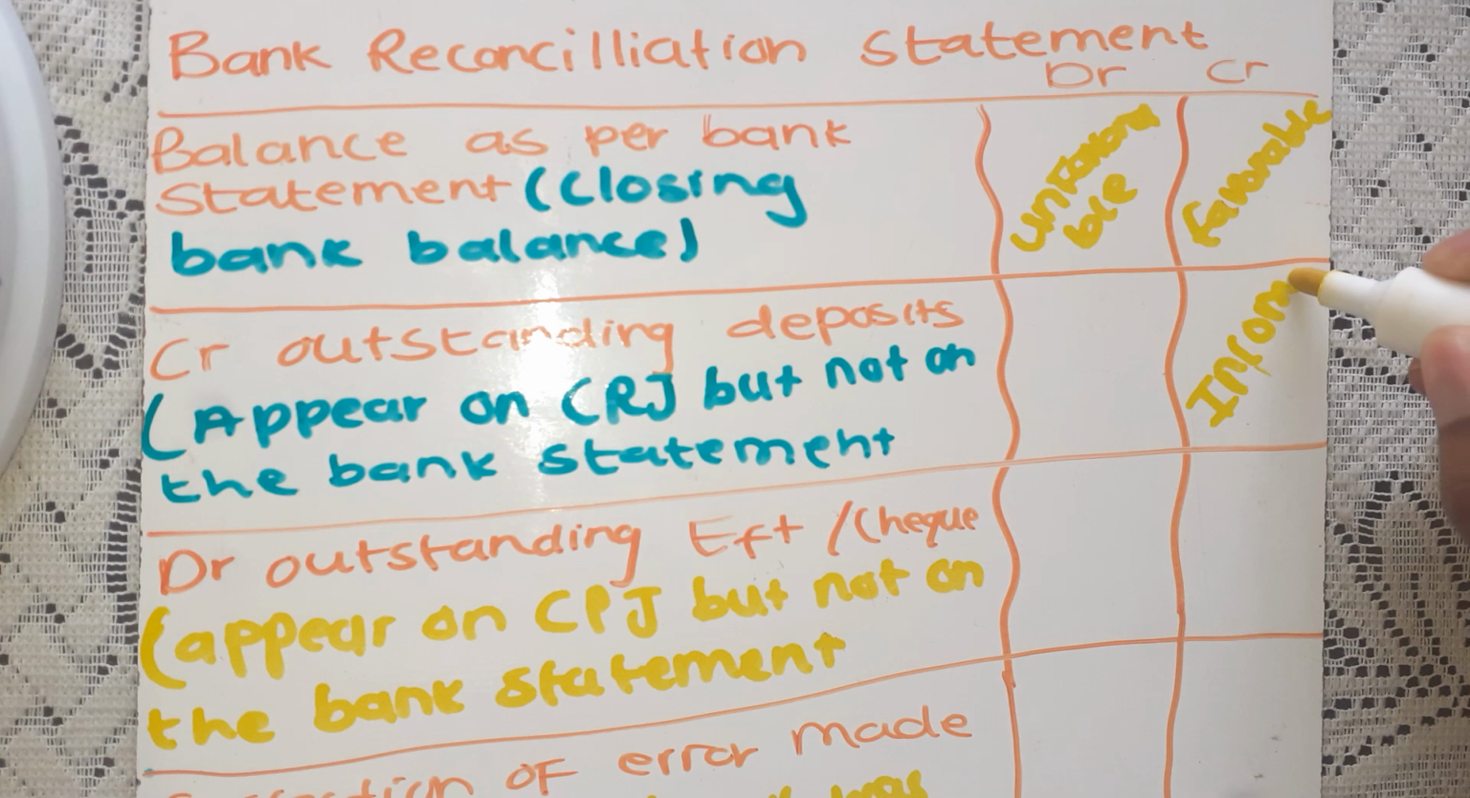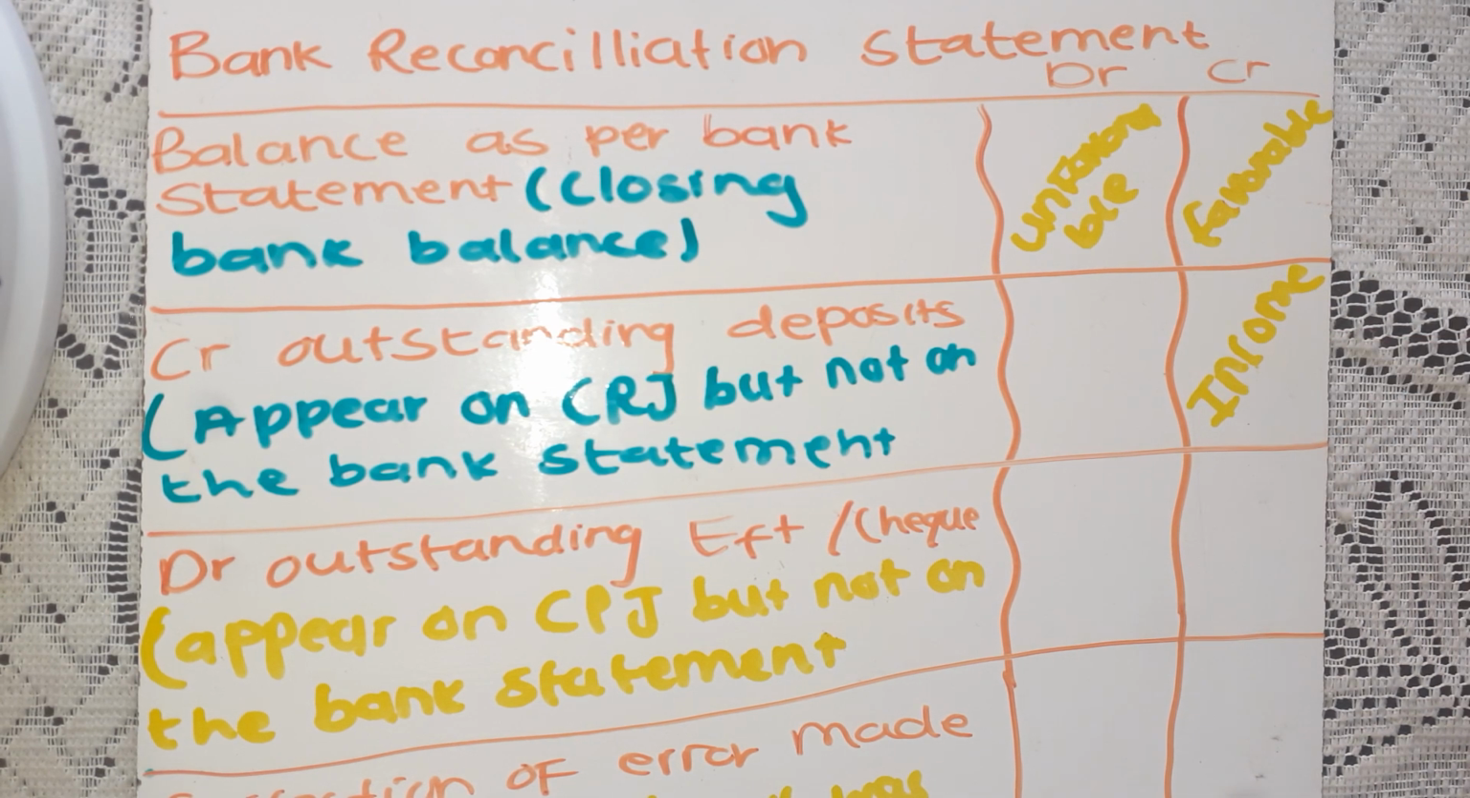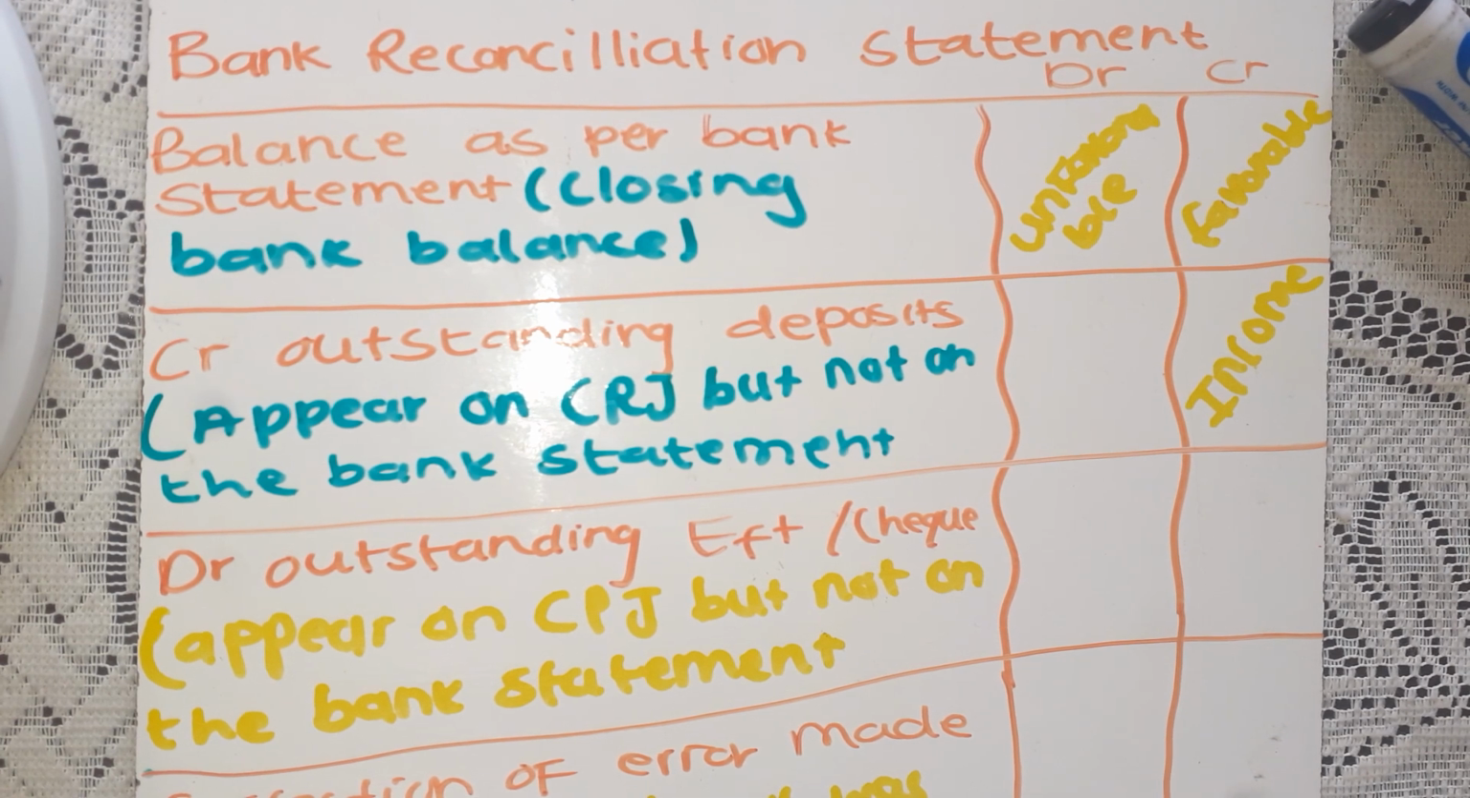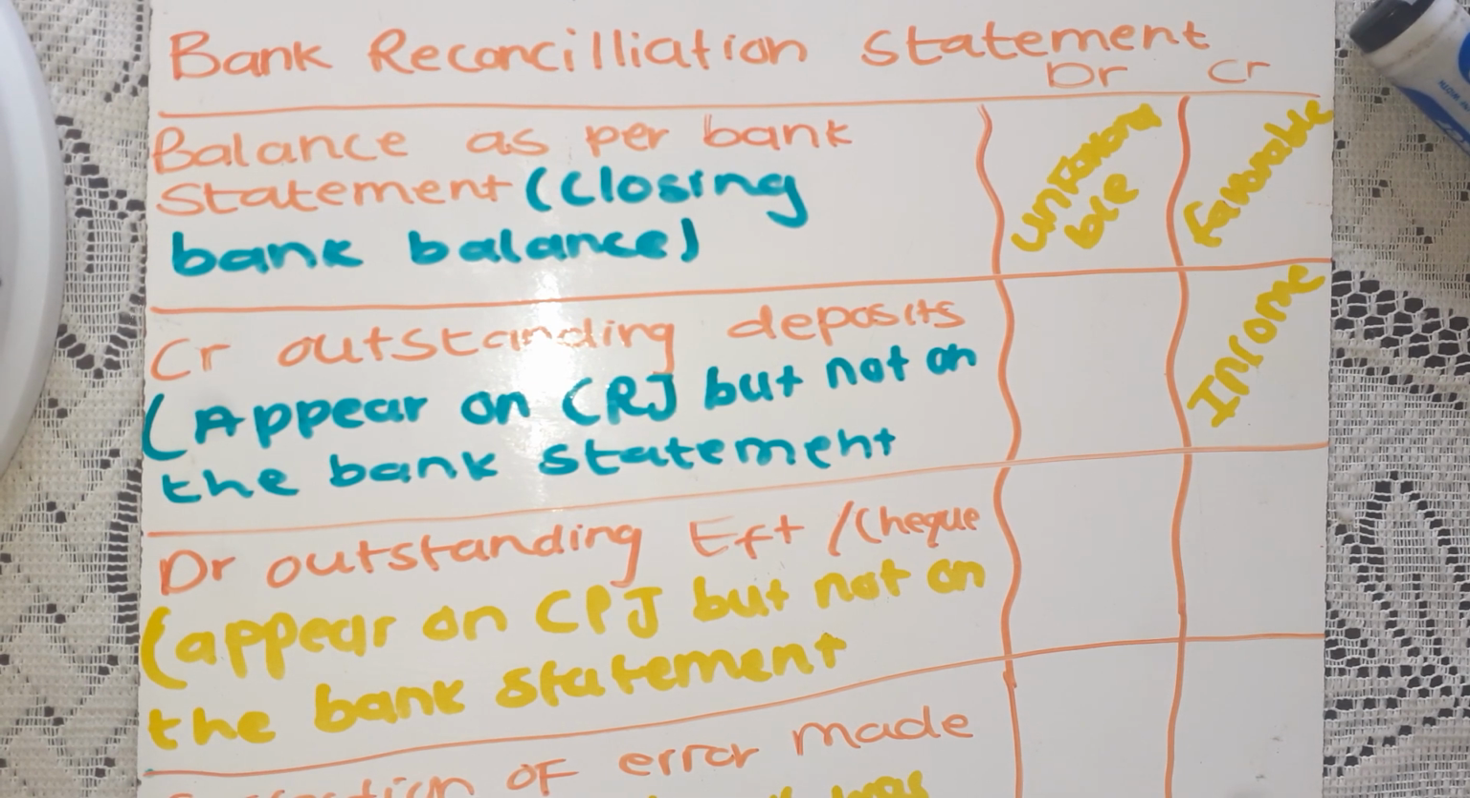Remember, incomes are always credited and expenses are debited. Okay, it's an accounting rule. Income and expenses are equity accounts. So equity accounts increase on the credit side and decrease on the debit side. So which is why we have expenses being debited and incomes being credited, because they are equity accounts.